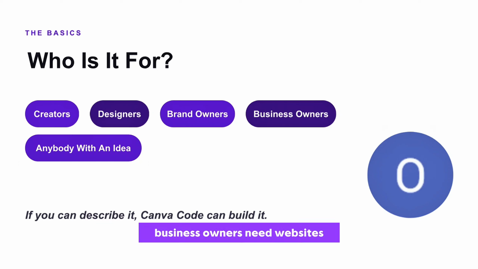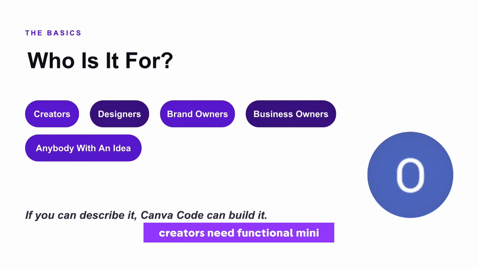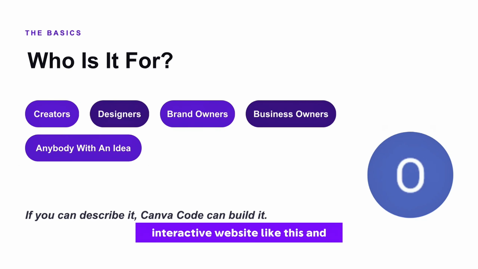For instance, business owners need websites. They need sales pages. They need landing pages. They need lead magnets. They need calculators. Creators need functional mini apps that they can sell to their clients that work for their clients when they are not there. Businesses need websites that tell people about their business, that introduce people to their business. They need functional websites that work when they are not there, that can maximize their businesses, that can help increase their leads. This set of people need something that works. They need interactive websites like this, and all of this can be created in Canva Code.